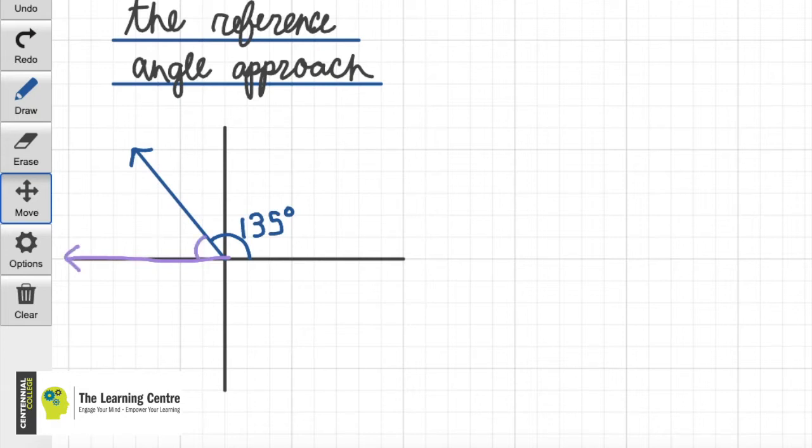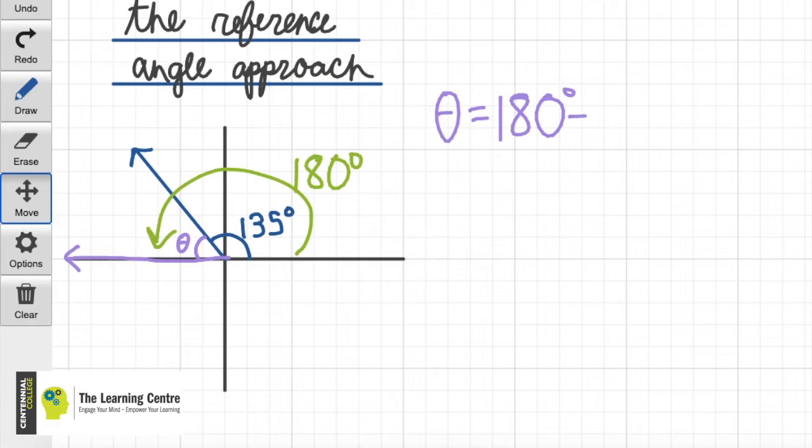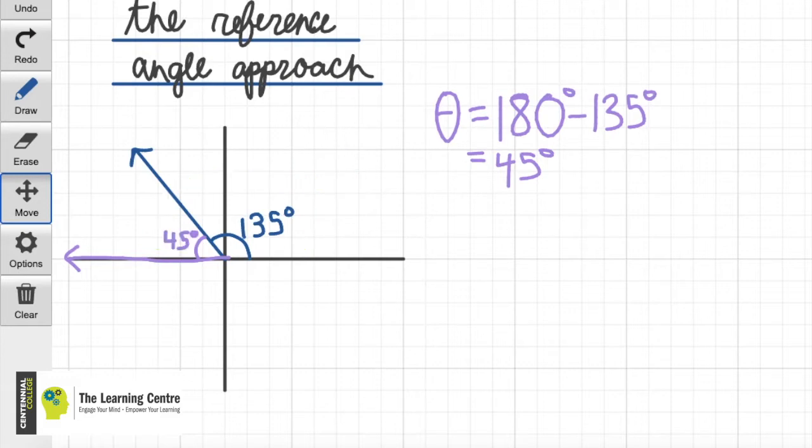How do we determine the value of theta? Well, we know that from the positive to the negative x-axis, we have 180 degrees. And so, naturally, theta is equal to 180 degrees minus 135 degrees, which is 45 degrees. And now we have our reference angle.